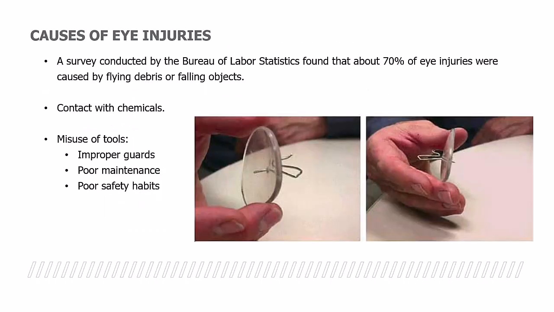Causes of eye injuries also: the BLS, the Bureau of Labor Statistics, found that 70% of the eye injuries were caused by flying debris or falling objects. Okay, that's another one they have put in there. It can also be contact with chemicals. That's one that a lot of people don't give too much thought about until they actually come in contact.